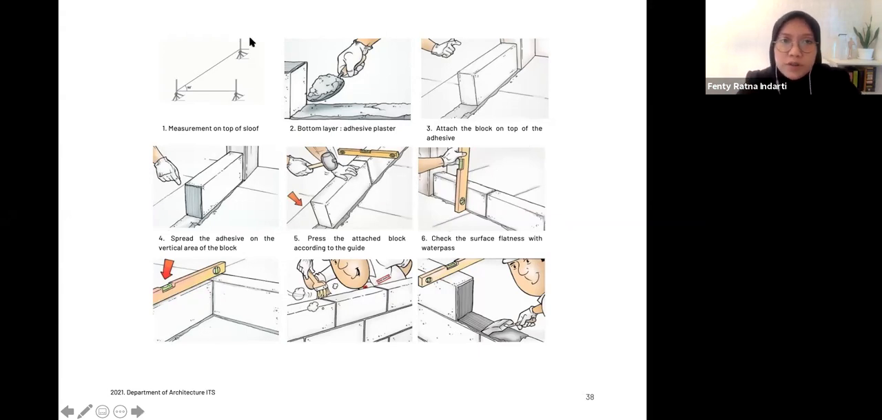And it's almost the same. First, you have this type of thread as a guide to make a very straight line, and then add adhesive plaster first, and then directly attach the block on top of the adhesive, followed by another block, and another block. You have to control the flatness of the surface so that you don't have to put a lot of plaster on it, and it becomes very neat if you take a look at that.